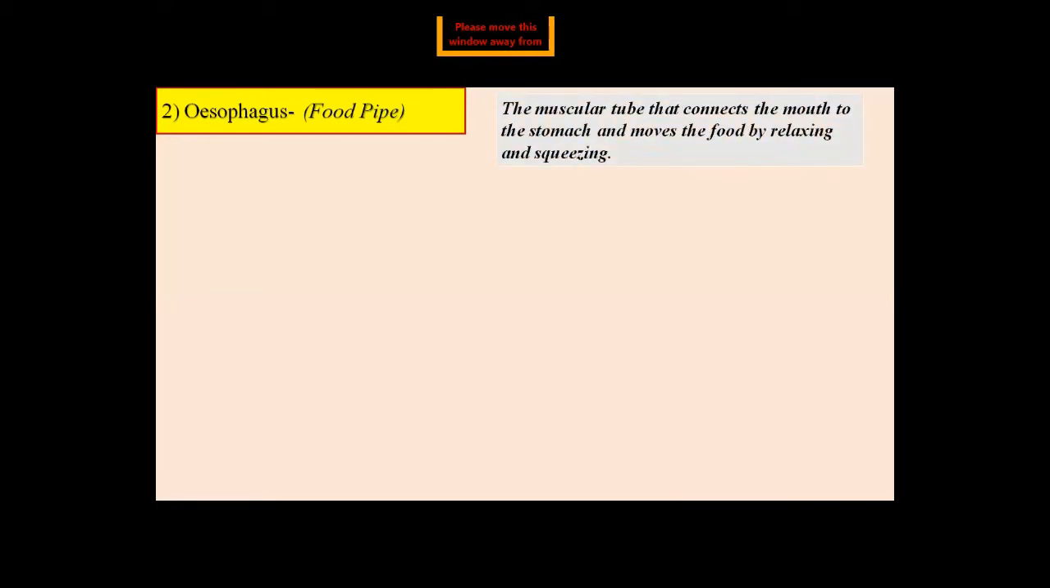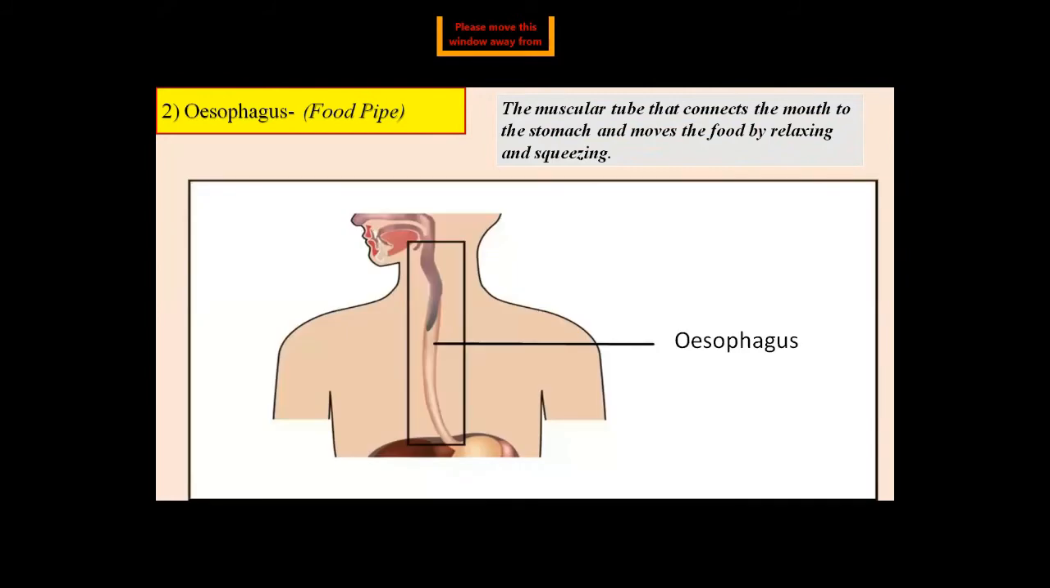One is for the air and the other is for the food. When we swallow the food, it goes into the food pipe. Where is the food pipe? It is called a food pipe, and it is called the esophagus.